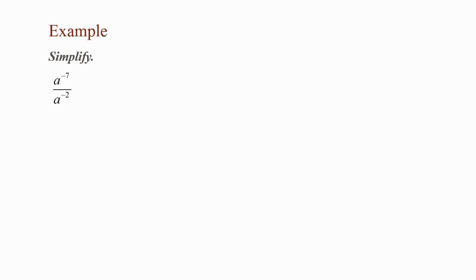In this example, I want to simplify a to the negative 7 divided by a to the negative 2. How you want to approach this problem depends on how comfortable you are doing math with integers. Using the rules of exponents, I need to subtract negative 7 and negative 2. So that would be negative 7 minus a negative 2, which is the same as negative 7 plus 2, which is negative 5.